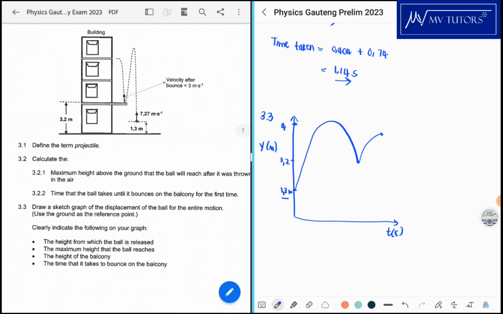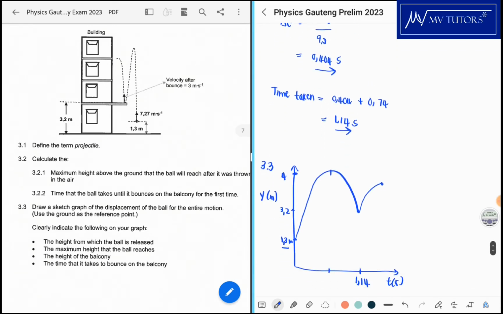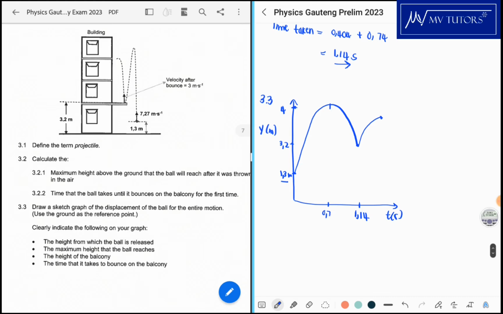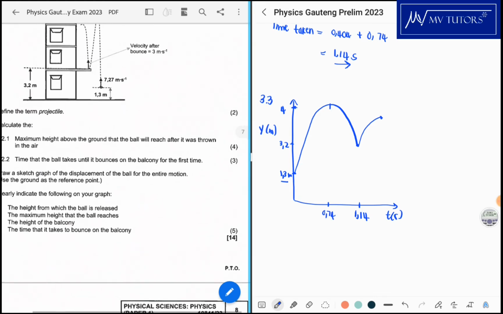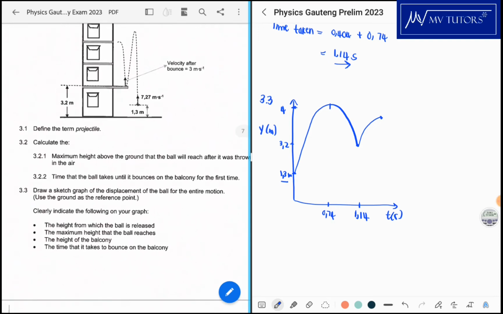And then the time it takes to bounce on the balcony, so this is what we just calculated right now, the 1,14 or 15. Okay, let's just use 1,14. And yeah, if you wanted to also indicate the time that it took to reach its maximum height initially, I think that's 0,74. Okay, and that's it. That's it for 5 marks. But this is when you do it if you took upwards as positive.